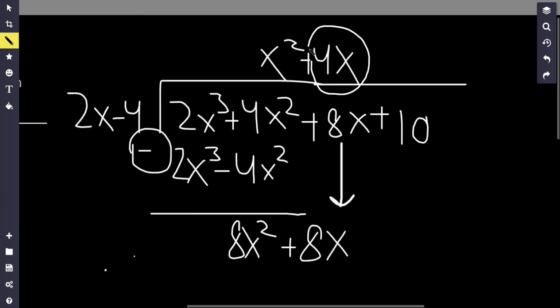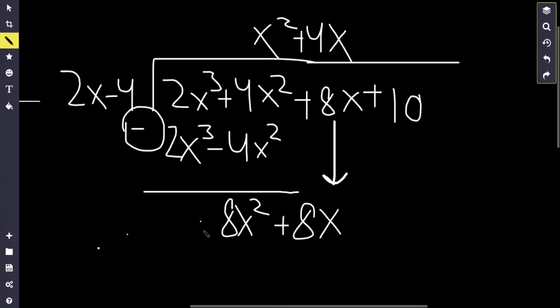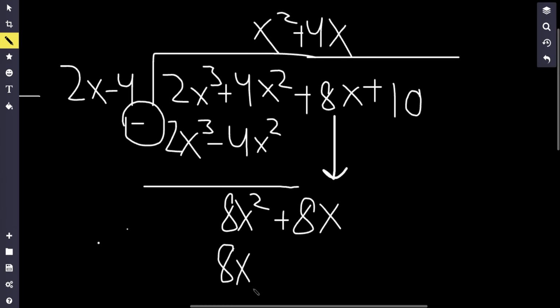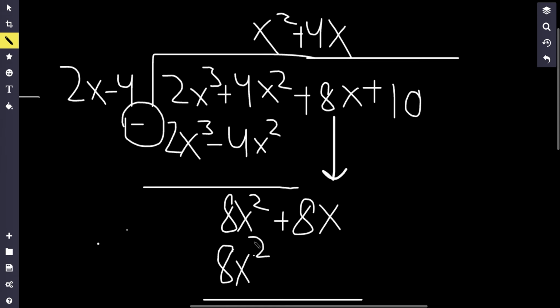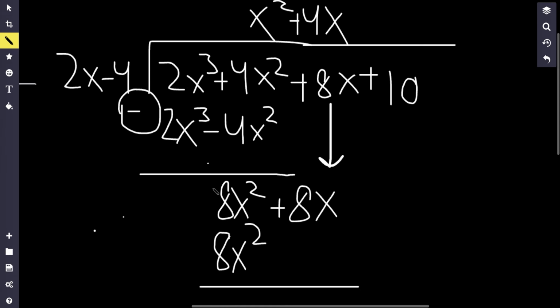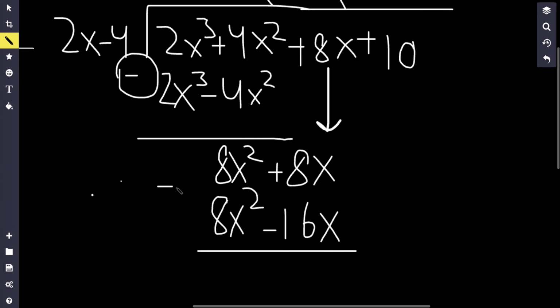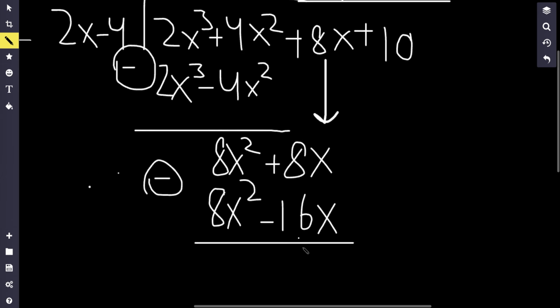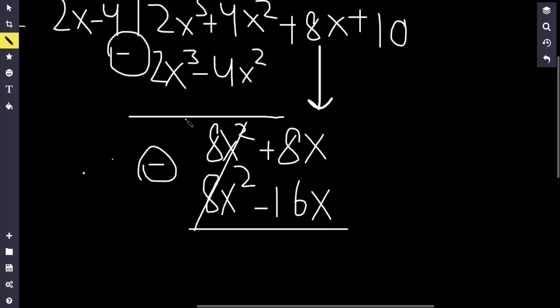I'm going to distribute this 4x to these two terms. So I'm going to get 4x times 2x. We've already established that this is 8x to the second power. And 4x times negative 4 is going to be negative 16x. So once again, I'm just going to subtract both of these things together. These cancel out, because they're the same thing. And 8x minus negative 16x is 24x. And then now you're going to bring down the next term.